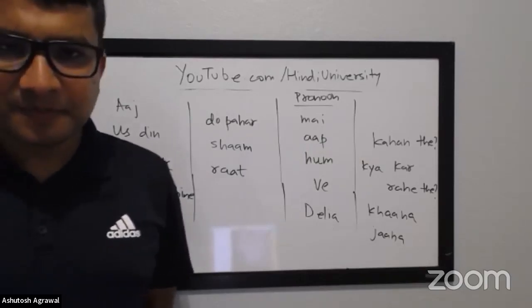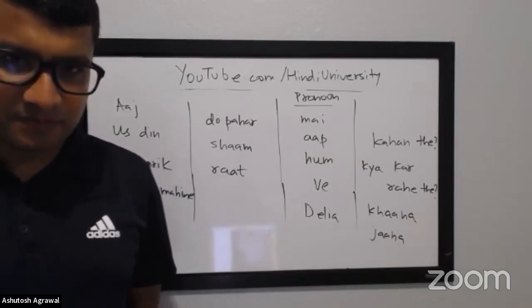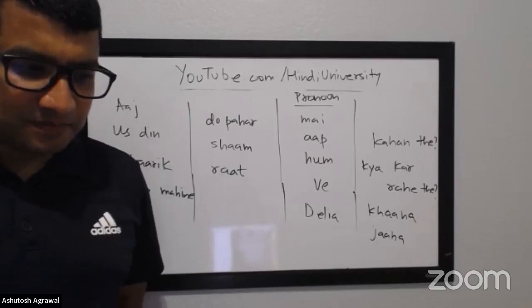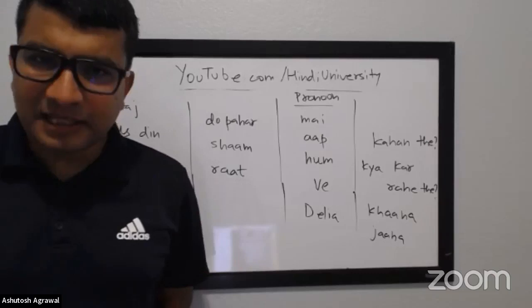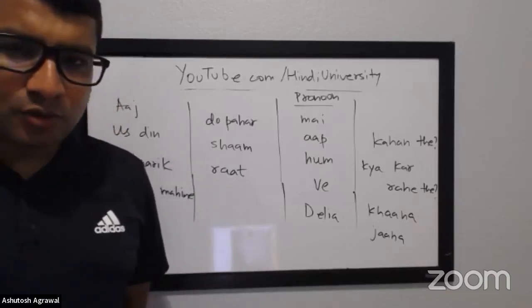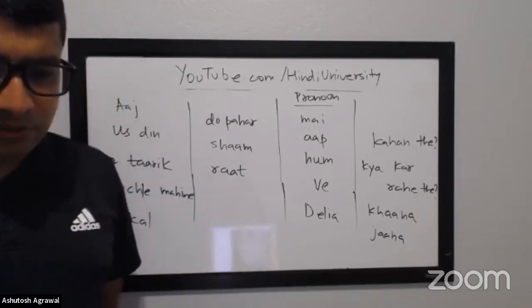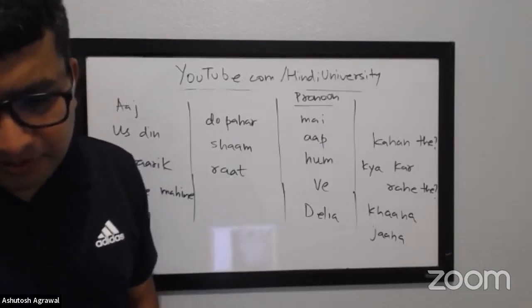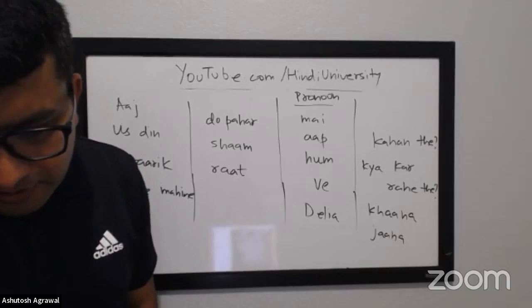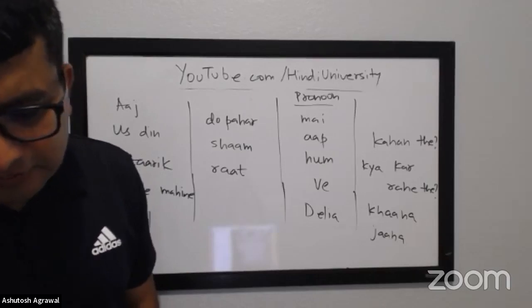मैं 2 तारीख को पुस्तकालय जाऊंगी. पुस्तकालय is library. So मैं 2 तारीख को लाइब्रेरी जाऊंगी, पुस्तकालय जाऊंगी. Beautiful. Okay. I have to ask now. Yes, you can ask now.